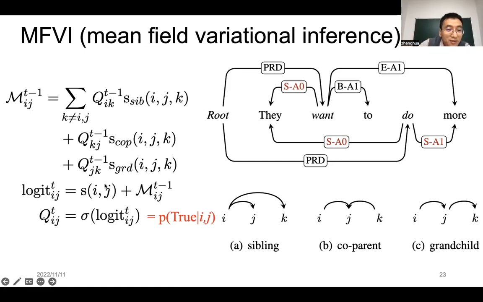It's added to the first order score, and they get a logit value. The logit value is fed into the sigmoid, and this is iterated three times. Experiments show that three times is okay. You can see it has converged or something like that. It's very simple and can be done efficiently.